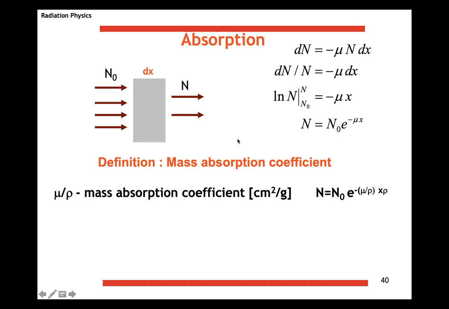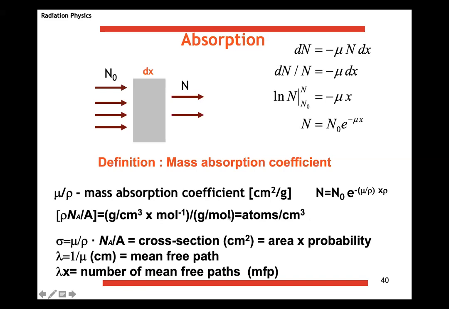Actually, it is much more common in our field to express this with the mass absorption coefficient, which is the ratio between the absorption coefficient and the density of the material. The unit will be square centimeter divided by grams. And then the formula will look like this one, n equals n0 e to minus mass absorption coefficient times mass thickness, where the mass thickness in grams per square centimeter is the product of the density times the thickness of the material in centimeter.